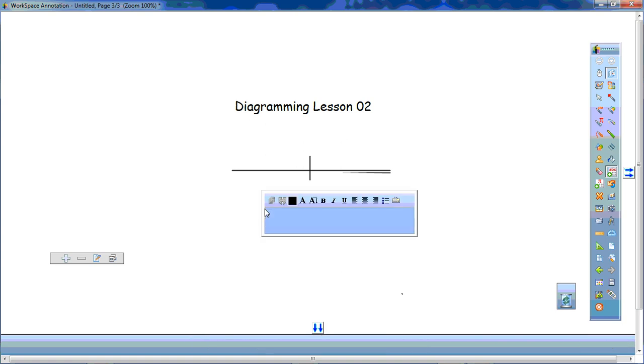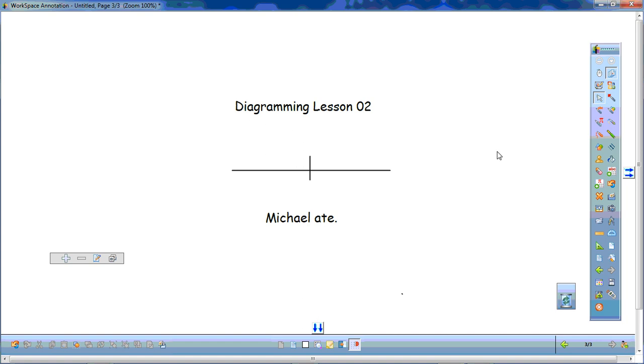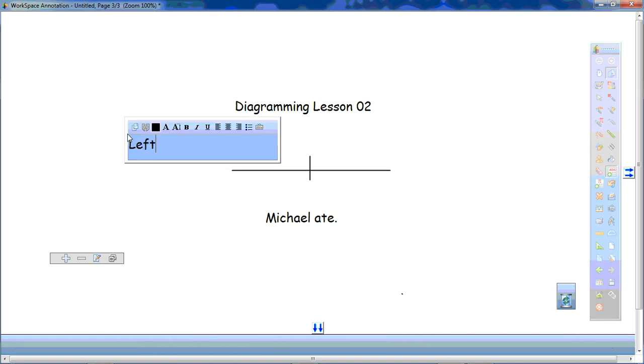So this is the simplest kind of sentence, and it's Michael ate. If I'm going to take the sentence Michael ate and diagram it, the first thing I have to do is remember that on the left-hand side over here, we need to put the subject, which is usually going to be a noun or a pronoun. Let me put that over here. Left: subject equals noun or pronoun.